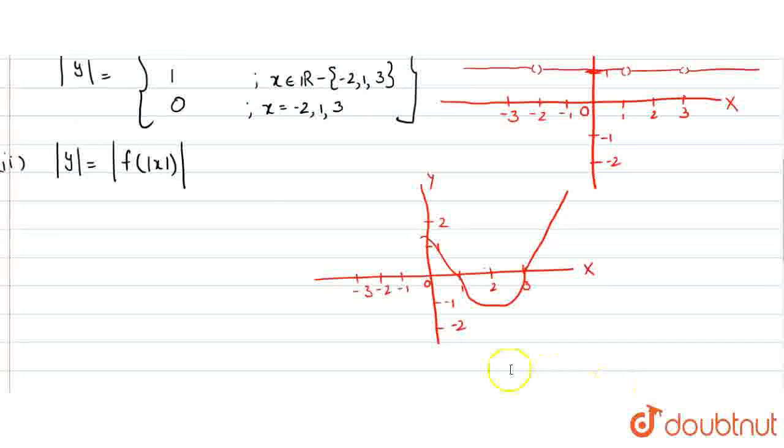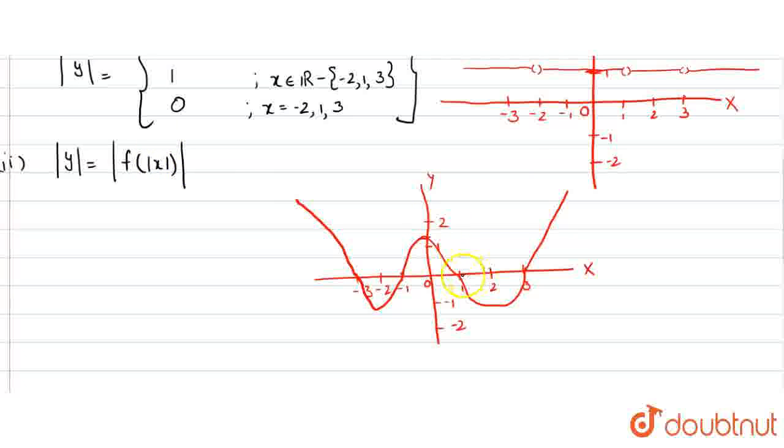Now for the negative value of x, we have to take the mod of all this, so the behavior should be the same. So here the graph is like this. At 1, it touches the axis, then it goes down, then at minus 3 it again traces. It is a mirror image of this. Clear? But now here is mod of f of x, mod of f of mod x.